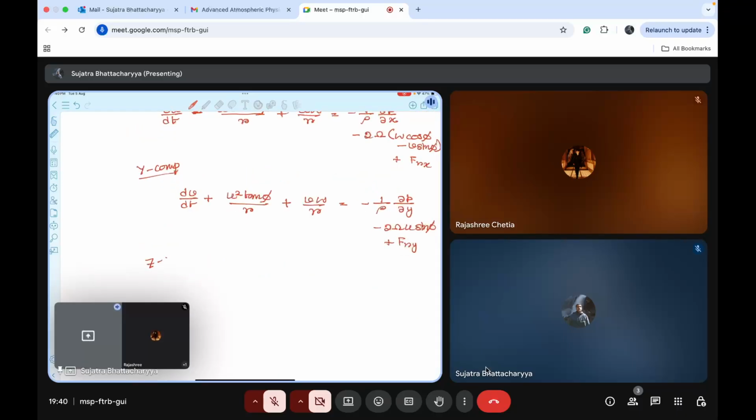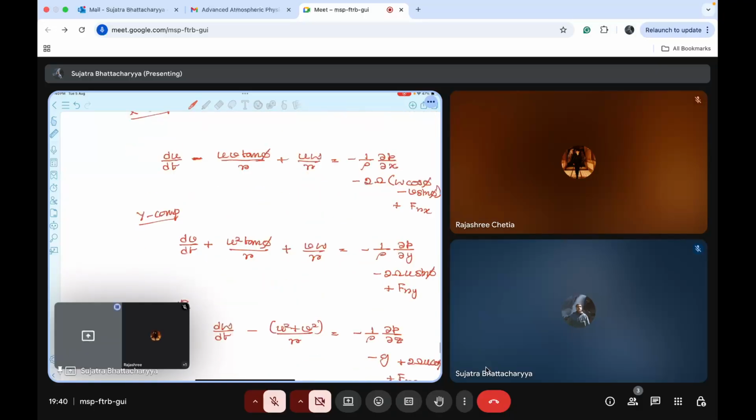And finally, the z component is dw/dt minus u square plus v square combined divided by r is minus 1 by rho delta p delta z minus g plus 2 omega u cos phi plus Frz. Okay, this is the z component. So these are the three components in the spherical polar coordinate.